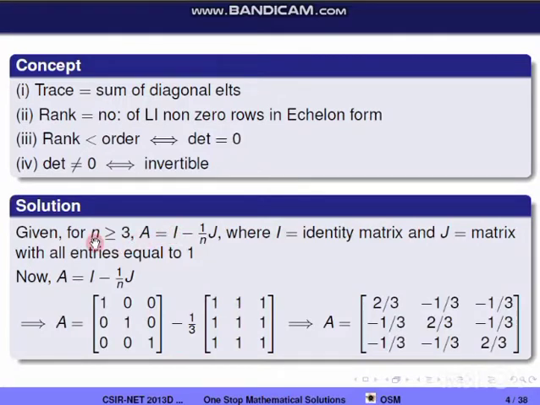So it is given, for n greater than or equal to 3, A is equal to I minus 1 by n J. I is the identity matrix and J is the matrix where all entries are equal to 1. So I am considering the case for n is equal to 3 and generalizing it for the n cross n matrix. So I am taking an identity matrix of order 3 and J matrix of order 3 where all entries are 1. I minus 1 by n J, N is 3 here, so 1 by 3 J. So when we solve this, we are getting the matrix like this. So first we will find the trace of A.